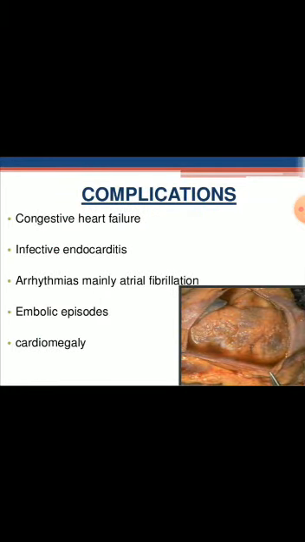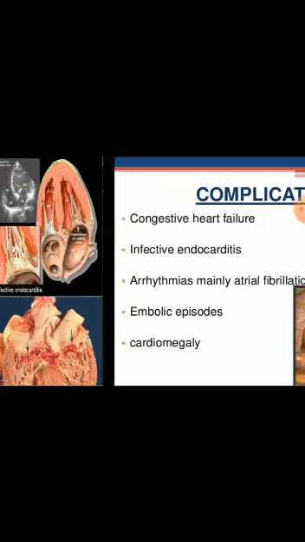So there are some complications of this rheumatic heart disease. Congestive heart failure, it can complicate into heart failure. Infective endocarditis, we will see this now. And arrhythmias you will study in your next lecture. And embolic episodes, where there may be a block or embolism present. And there is cardiomegaly, which means enlargement of the heart.